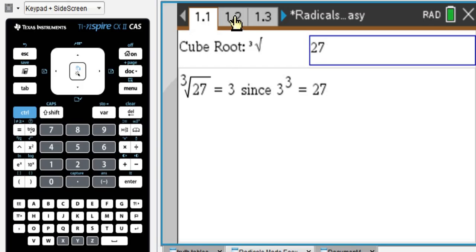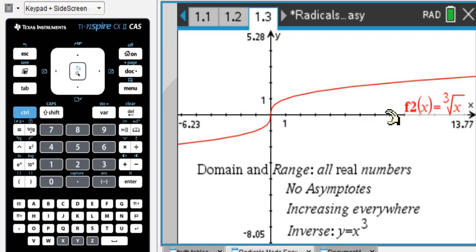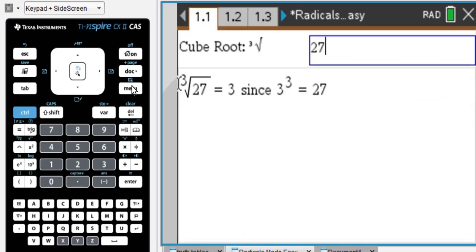By the way, in tab 1.2, we are also showing you the property and the graph of a square root function with all the properties of the function, the domain, the range, the asymptotes, the concavity, the inverse function, etc. Okay, and then here you can see the same for a cube root of x. So we're also dealing with radical functions, not only radical expressions.